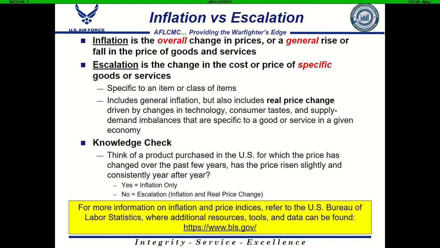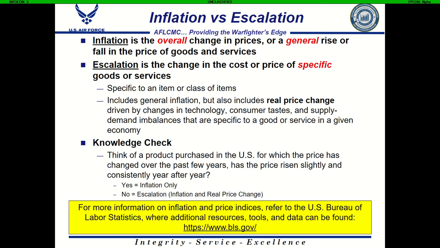Escalation, on the other hand, is the change in the cost or price of a specific good or service. So we do not use escalation on the total economy. We use escalation on a specific item or class of items. It includes general inflation, but it also includes a thing called real price change. So this is driven by changes in the specific good or service, changes in the product. It could include changes in the technology that's included in the product, how customers feel about the product, the supply and demand of the product, and again, it's very specific to that product.